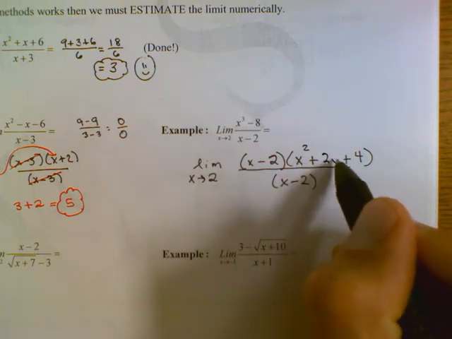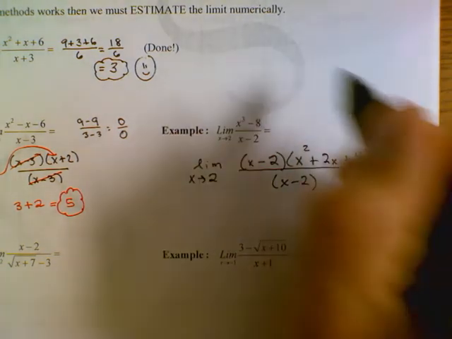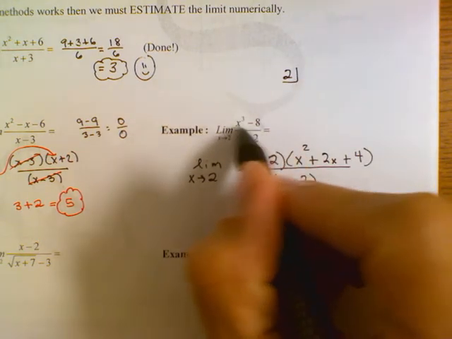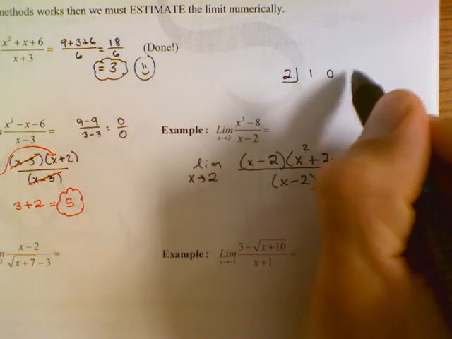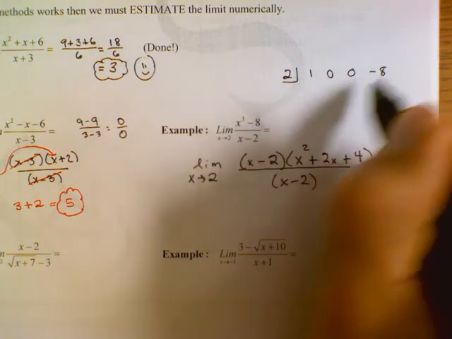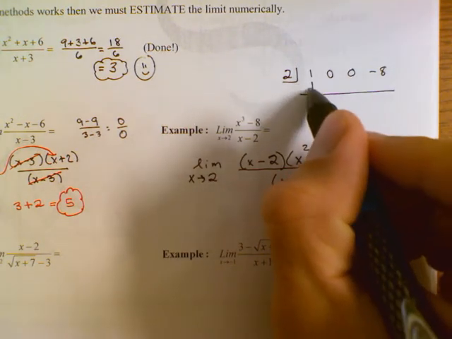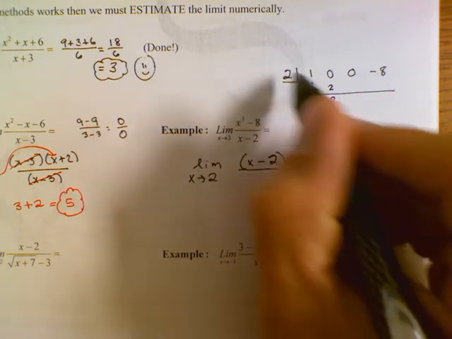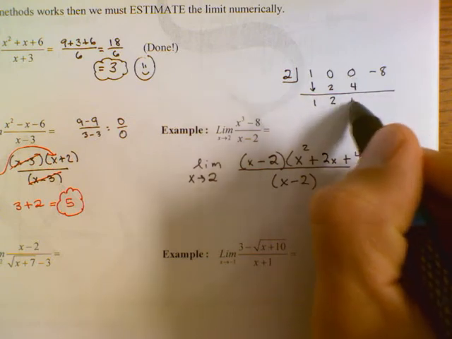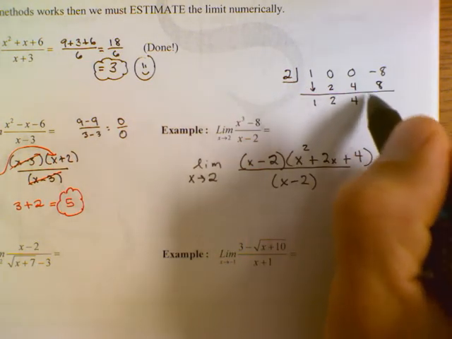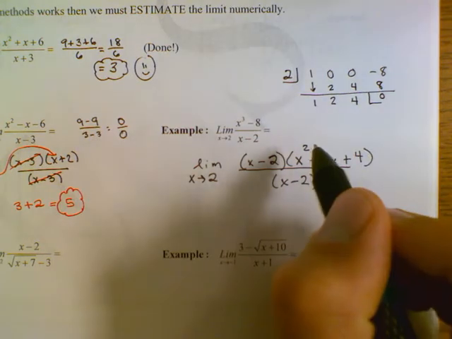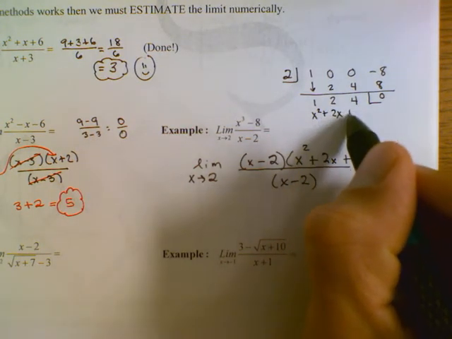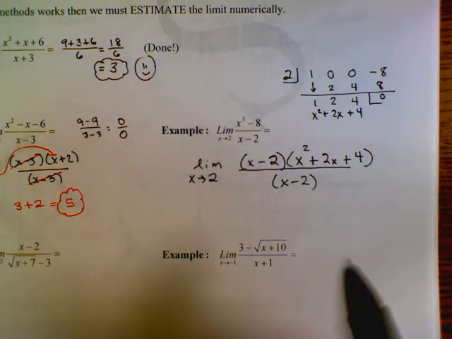That's 2x. Now, I did pause the video there, and basically what I had to do was look at the terms of this as 1x to the third, 0x squared, 0x, and negative 8. And basically I'm just going to do a little bit of synthetic division. 2 times 1 is 2, 0 plus 2 is 2, 2 times 2 is 4, 0 plus 4 is 4, 4 times 2 is 8. Those would cancel out. You get a 0 remainder. This would be the x squared, this would be the 2x, and this would be the 4. So anyway, that's how I got that.